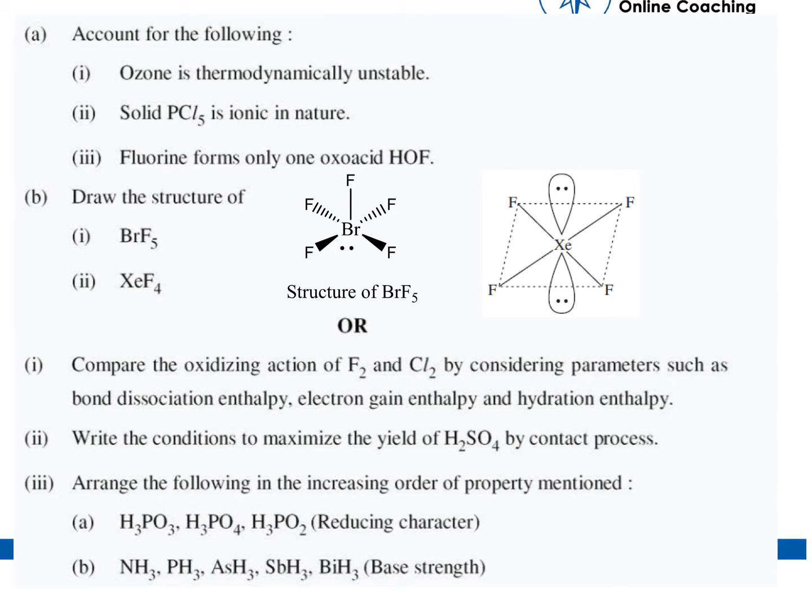Fluorine forms only one oxo acid, HOF. Due to small size and high electronegativity, fluorine forms only one oxo acid, HOF.